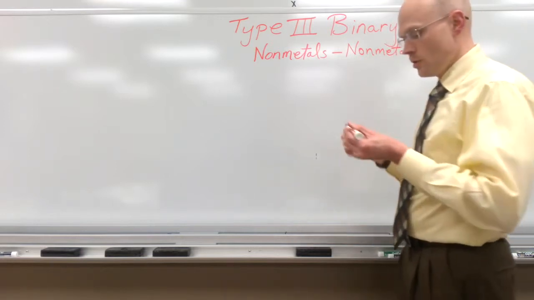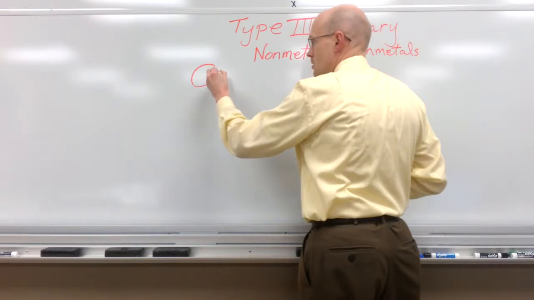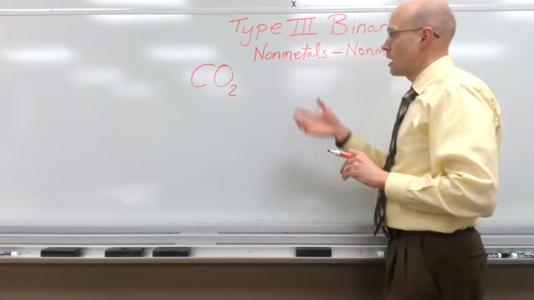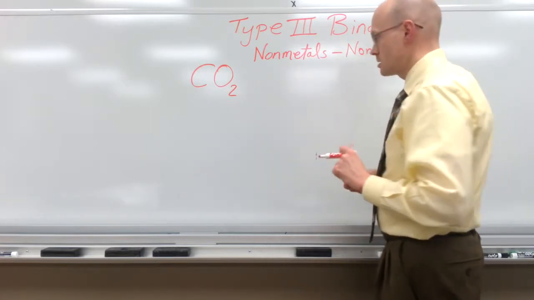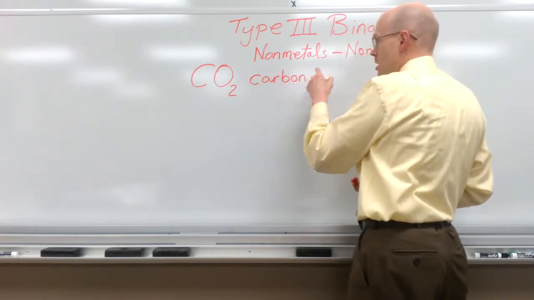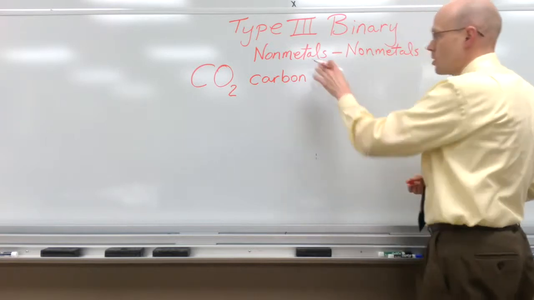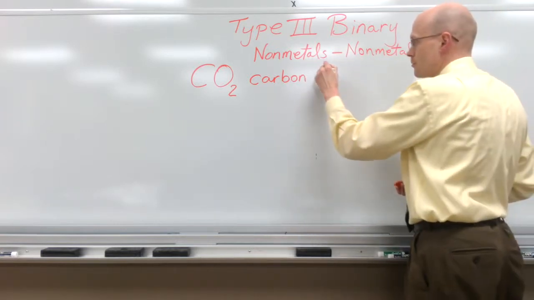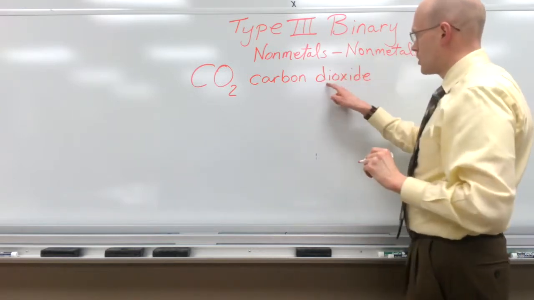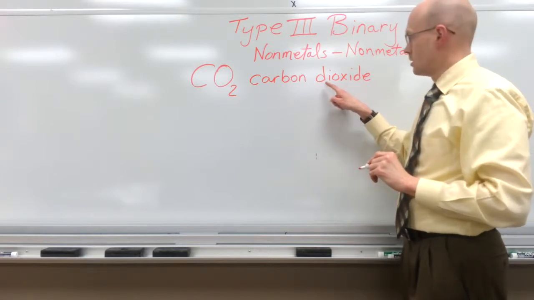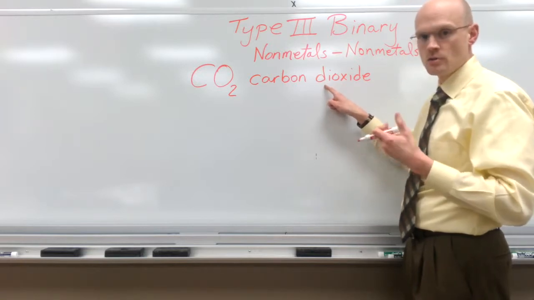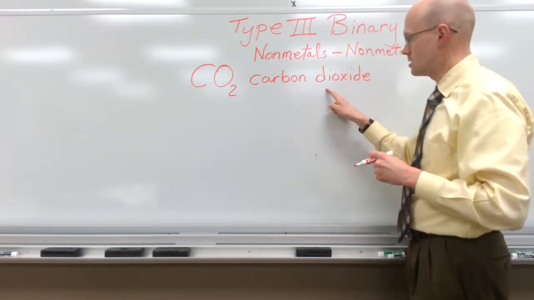So let's try one. We'll try a very common compound that most are familiar with, CO2. Why do we name it carbon dioxide? How does that come about? When you have binary compounds of the type 3 form, where nonmetals and nonmetals are coming together, we represent that using the numerical prefixes, such as di meaning 2, mono 1, tri 3, tetra 4, those various numerical prefixes.